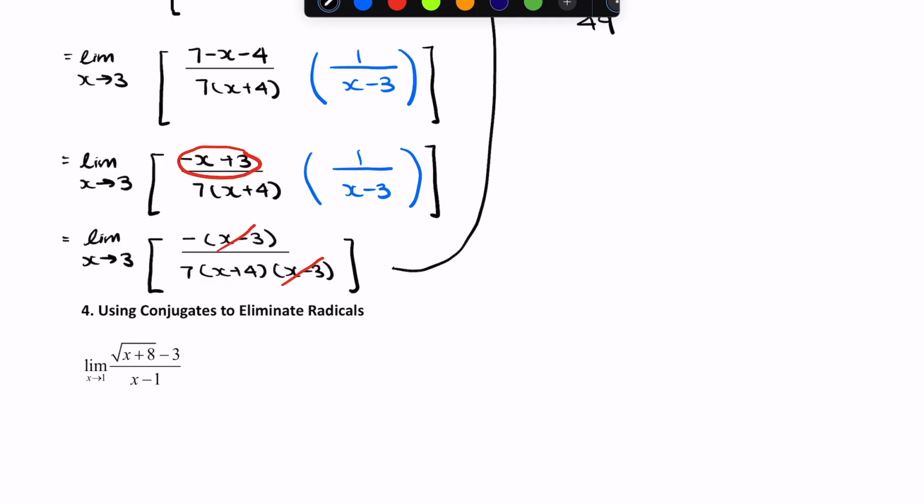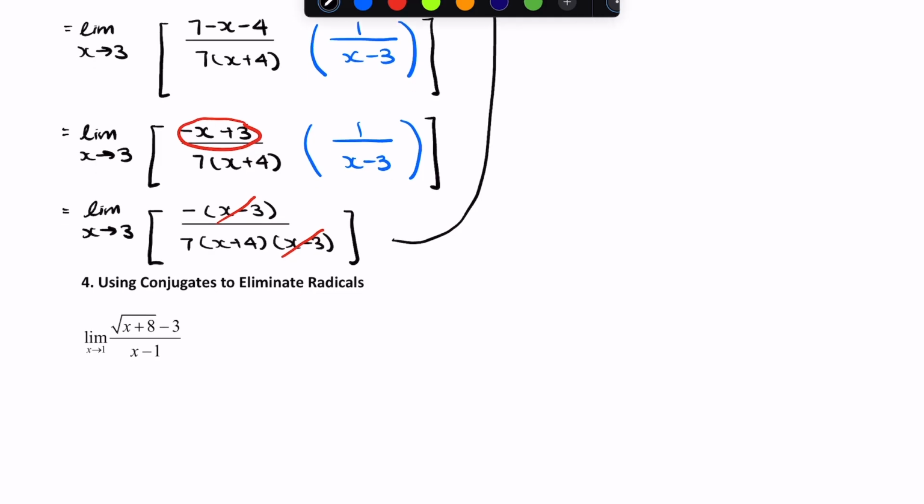Okay, so the last thing we'll look at here is using conjugates to eliminate radicals. So remember, the conjugate radical is the same binomial terms. So here would be square root x plus 8, but we're switching the sign or the opposite operation. So instead of square root x plus 8 minus 3, we're going to multiply it by square root x plus 8 plus 3. So let's do that. So multiply the top and the bottom by square root x plus 8 plus 3, and we'll multiply the bottom by the same thing as well.